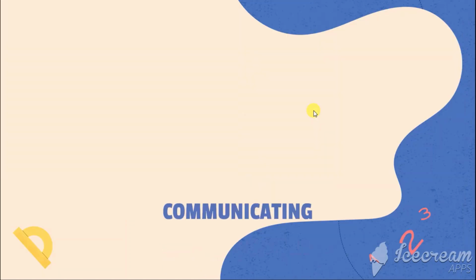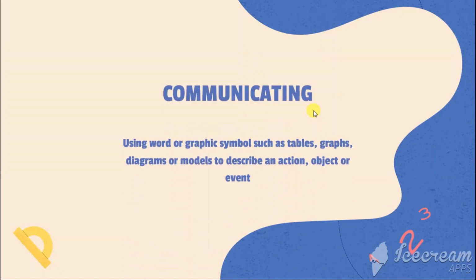So communicating is presenting your data in the form of tables, graphs, diagrams, models. This is a way of presenting your data. It's not you talking, okay? It's how you present your data collected during the experiment. That is communicating. It's just very simple.